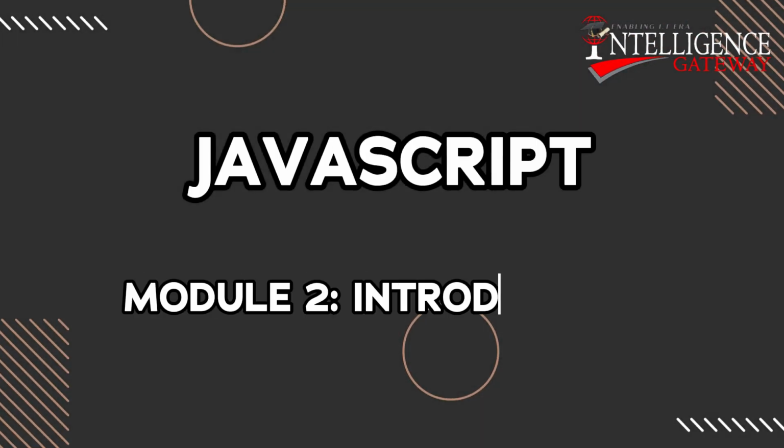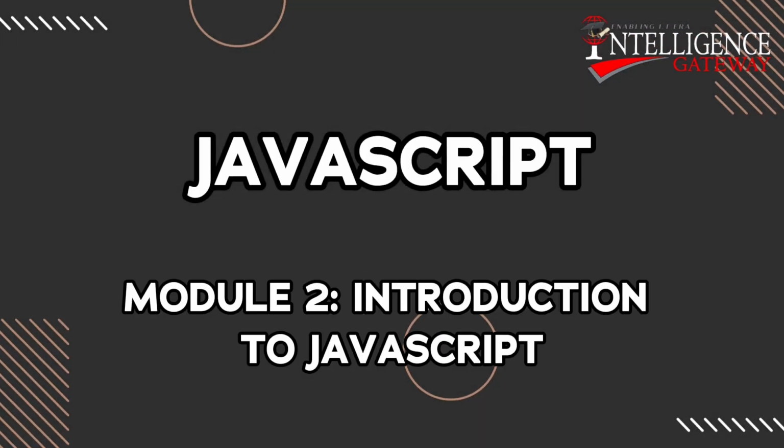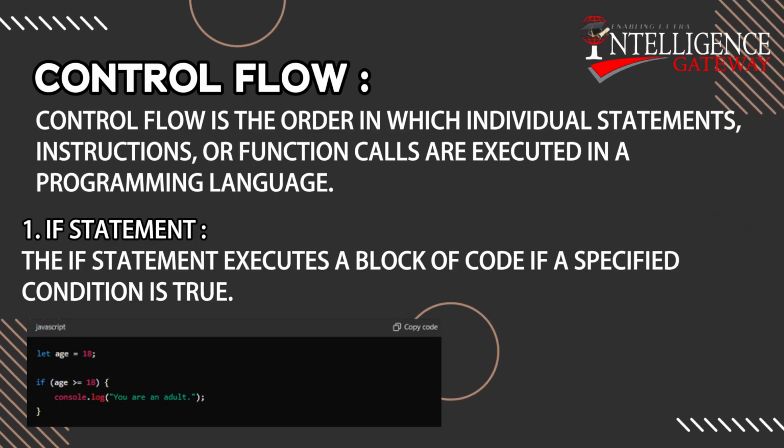JavaScript. Module 2, Introduction to JavaScript. Control flow. Control flow is the order in which individual statements, instructions, or function calls are executed in a programming language. 1. If statement. The if statement executes a block of code if a specified condition is true.